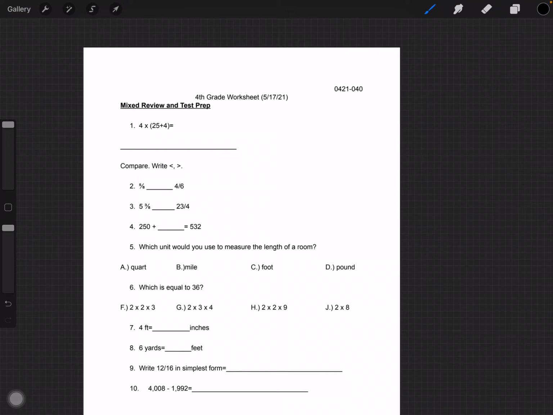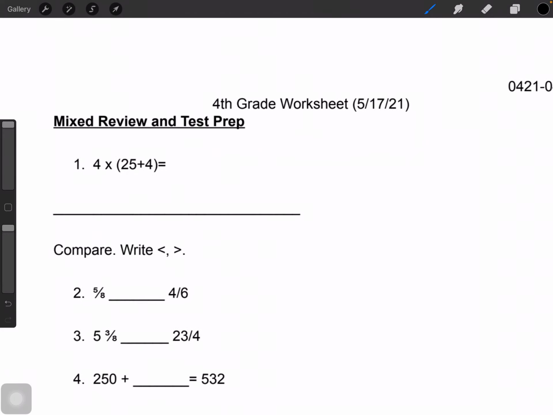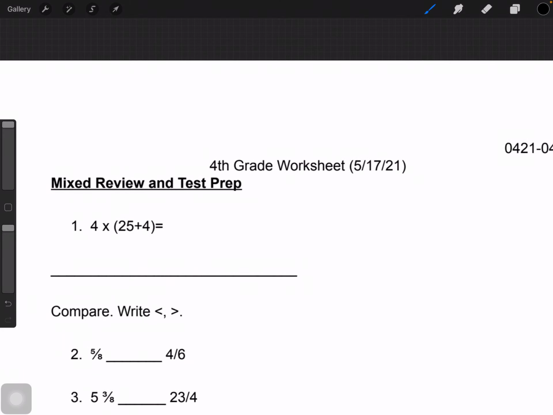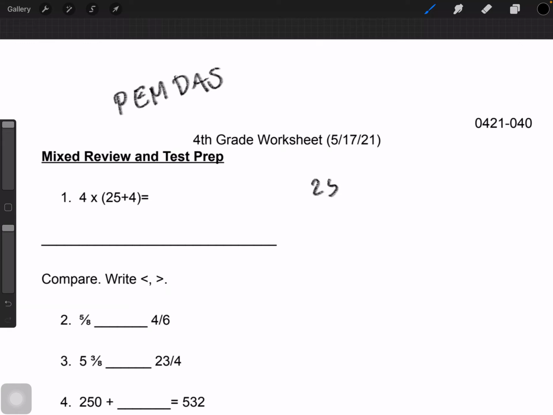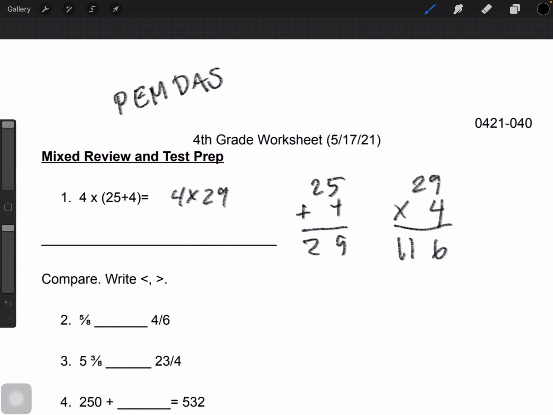The first worksheet you should have says mixed review and test prep. Let's look at number 1. Number 1 says 4 times in parentheses 25 plus 4 is equal to, well, we know from PEMDAS that what goes first is always parentheses, and we have parentheses here. So let's do 25 plus 4 first. That gives us 29. So what we're looking at here is actually 4 times 29. Now, we do multiplication second because we don't have any exponents in this one. So 29 times 4 is equal to 116.